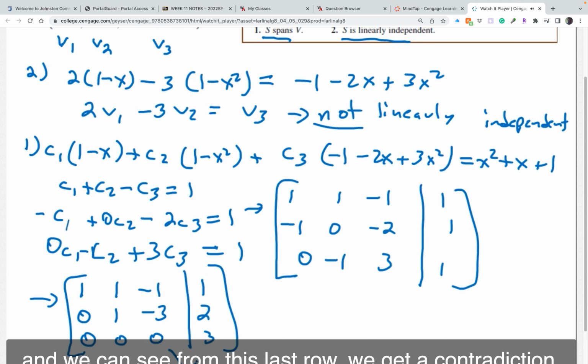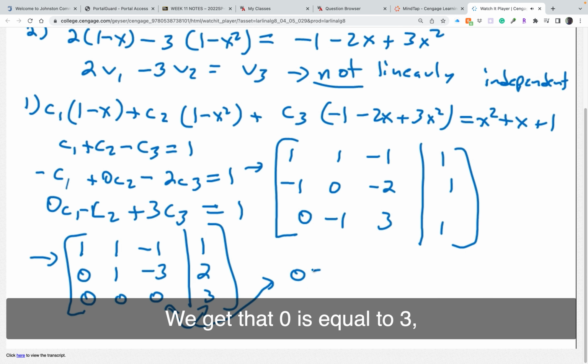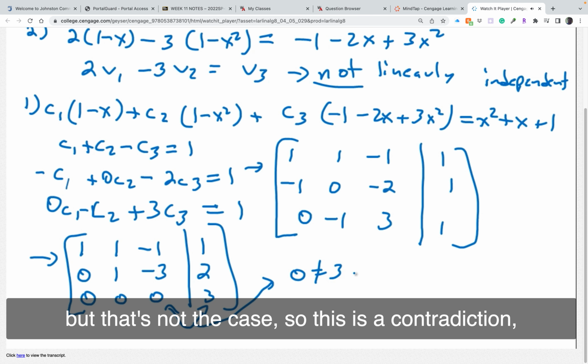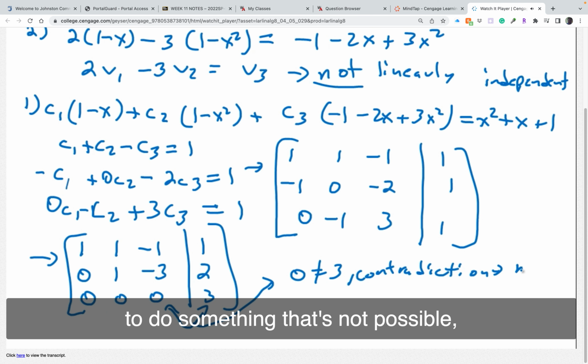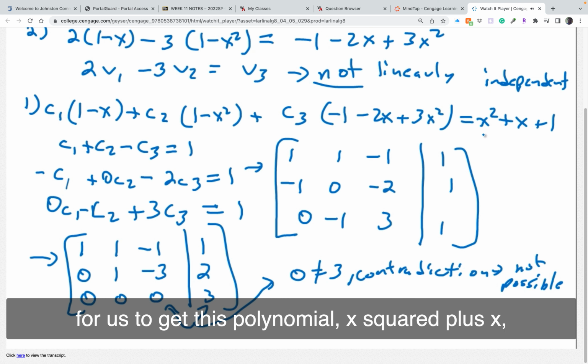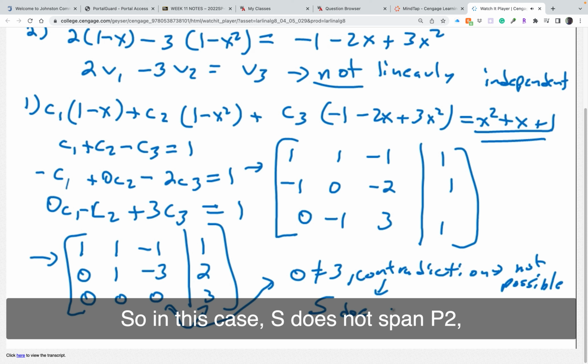And we can see from this last row, we get a contradiction. We get that 0 is equal to 3, but that's not the case. So this is a contradiction, which tells us that this system is trying to do something that's not possible. Meaning that it's not possible for us to get this polynomial x squared plus x plus 1 from these 3 polynomials in S. So in this case, S does not span P2.